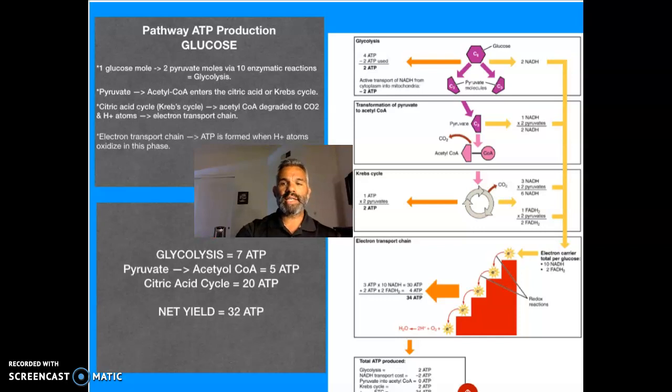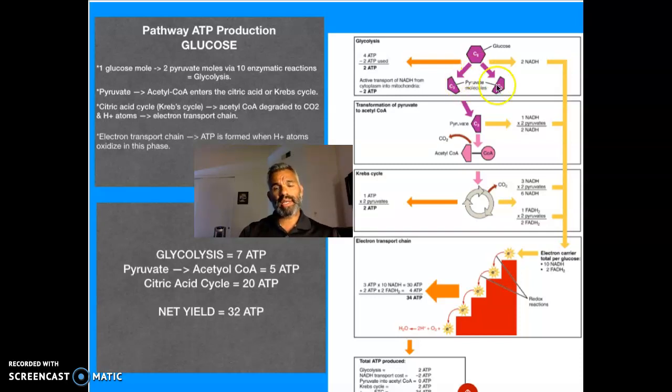So let's go ahead and talk about the pathway ATP production for glucose. The first thing that happens is one molecule of glucose is split into two pyruvate molecules. This process is called glycolysis, and it has 10 enzymatic reactions which we're not going to go into much detail because of time, but it's important to note that glycolysis, the molecule of glucose being split into two molecules of pyruvate, is a 10 enzymatic process.